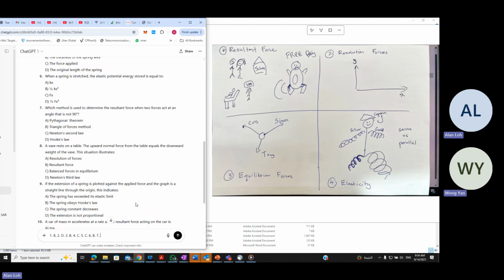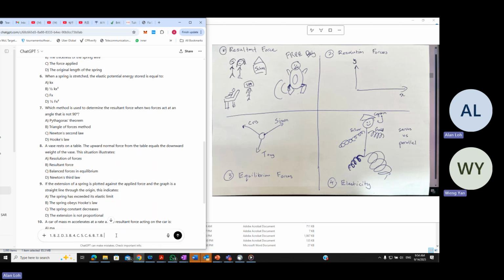Resultant force at an angle that is not 90 degrees. Number 7, wait, is it 7? Yeah, it's 7. It's the first, it's the resultant force, the SPM box. Which one uses non-90 degrees? It's B, the triangle of forces.